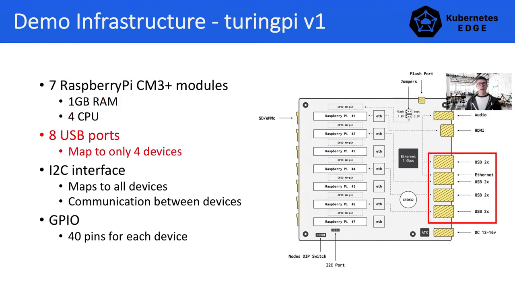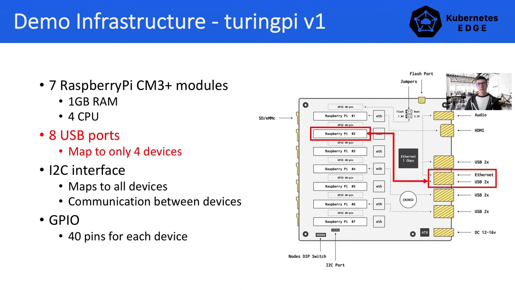So in addition to having the 7 modules, that's the compute, right? Let's look at the attached devices and peripherals. These are the things that I attach to my edge nodes. Here I have a bunch of USB ports. There are 8 ports, but they only map to 4 of the 7 compute modules. So not every compute module has access to USB, and each pair of USB ports only maps to one of the compute modules. For example, here is the compute module at device slot number 2, which has access to the set of USB connectors shown.